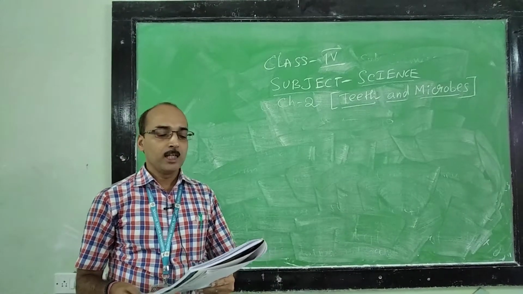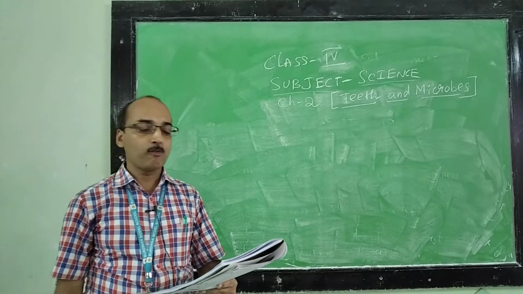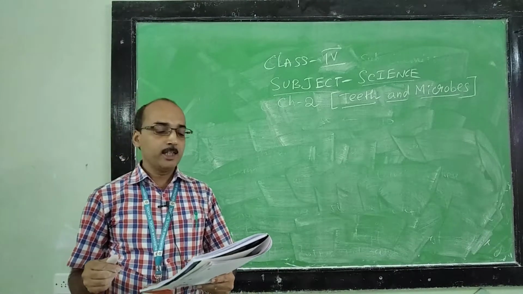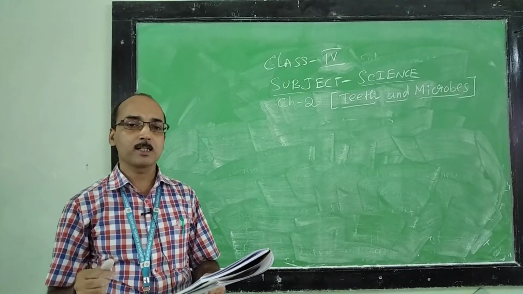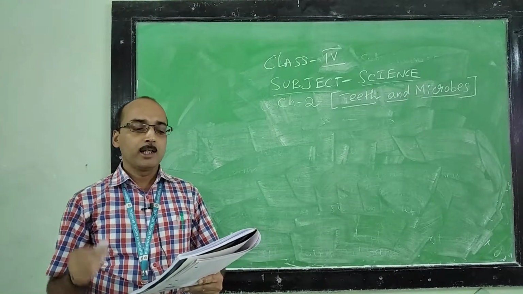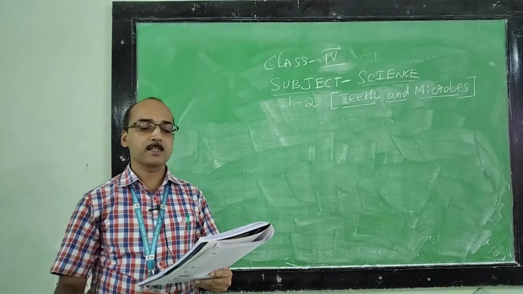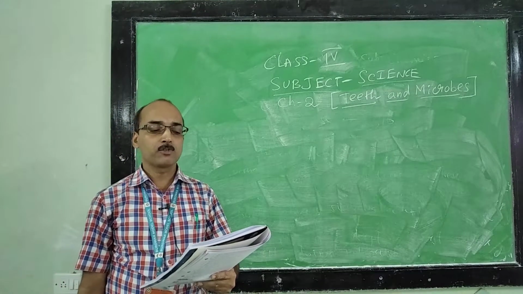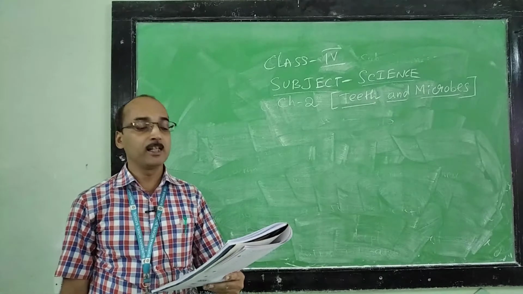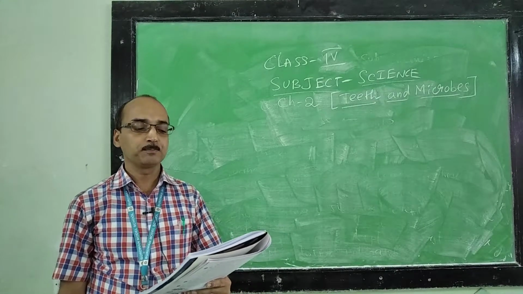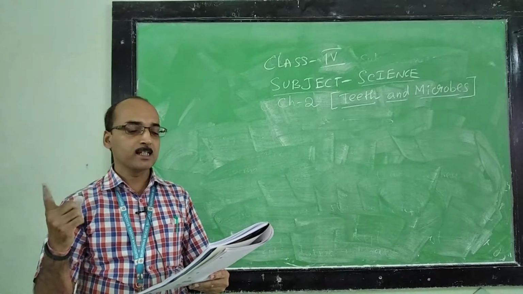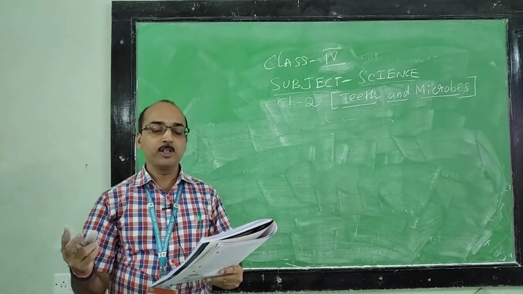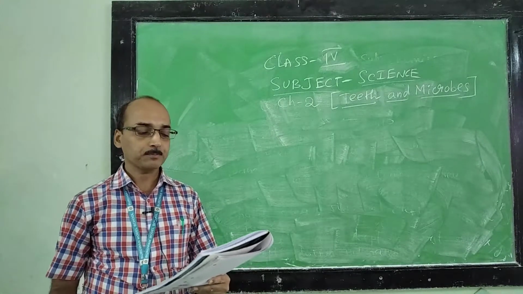Teeth are a very important part of our body. What is the function of the teeth? You must note down. Number 1, teeth give shape to our face. Number 2, teeth help us bite and chew the food. Number 3, teeth help us speak clearly. So these are the functions of teeth.